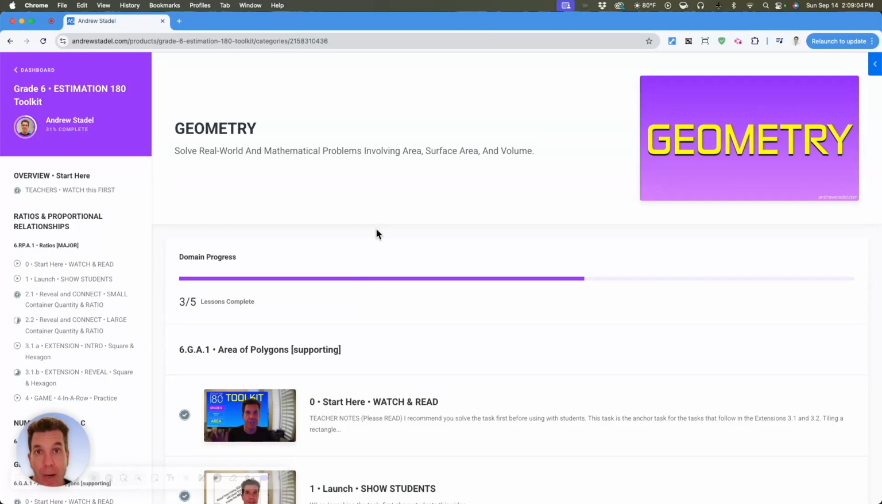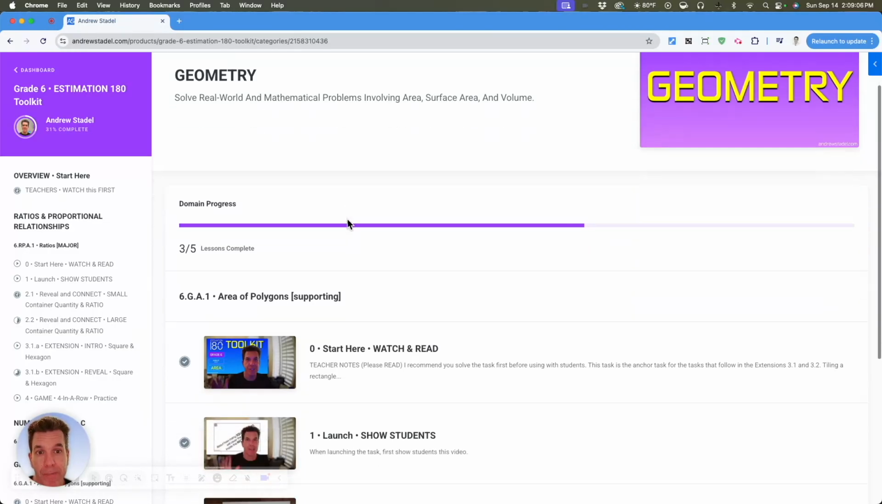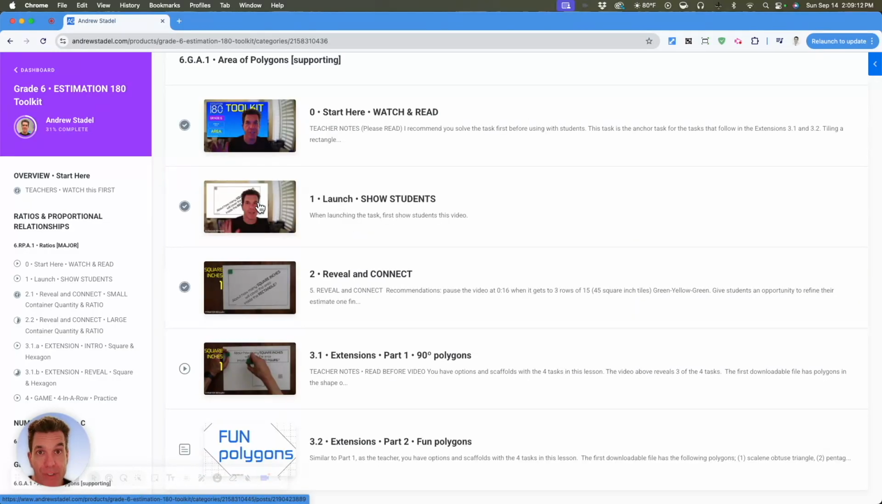and that is a geometry task that relates to area. Students are tasked with estimating the amount of square inch tiles that can fit inside of a rectangular area, and then it just continues to build on that. So once students see the video reveal of how many square inch tiles fit in that rectangular area, they go on to future extensions, which include finding the area of certain polygons that are in the shape of T, L, and Z, as well as other polygons like pentagons, hexagons, octagons.